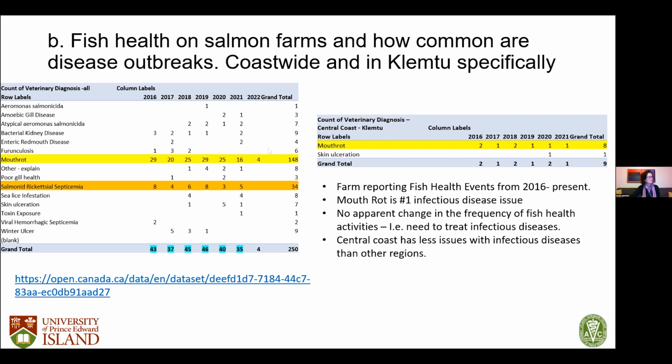The other interesting thing that this table showed me is that over the last 6 years, there really hasn't been that much of a change in fish health events. So it's not like the fish are getting sicker and that there's more diagnosis and more treatments. It's been fairly steady. Now, if we just look at the Kitasoo, the Klemtu region, again, mouth rot is the predominant disease. The other one was skin ulceration. So very little disease up in the Kitasoo area, and again, very little change over time.